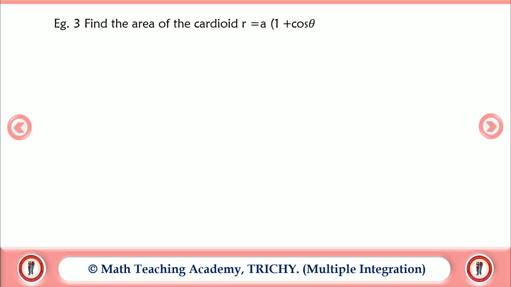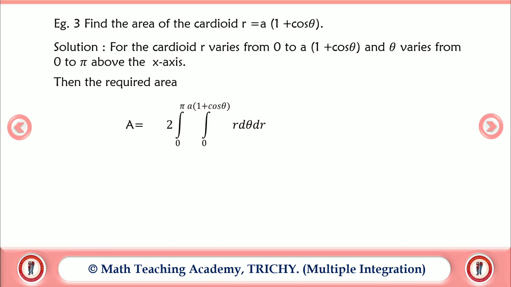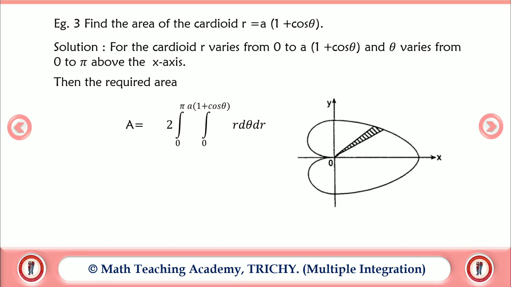Then have a look at example 3. Find the area of the cardioid r equal to a into 1 plus cos theta. For the cardioid, r varies from 0 to a into 1 plus cos theta and theta varies from 0 to pi above the x-axis. Then the required area becomes A equal to twice integral 0 to pi, integral 0 to a into 1 plus cos theta, of d theta dr. The required area is shown in the diagram.